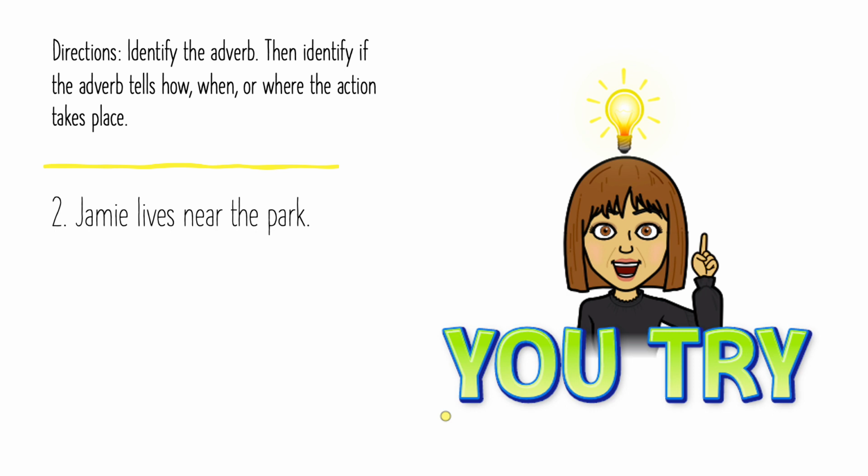Here is another practice example. The directions are the same. You still need to identify the adverb, then identify if the adverb tells how, when, or where the action takes place. The sentence says, Jamie lives near the park. I'm going to give you a couple of seconds, and then I will tell you the answer. Okay, if you said the adverb is near, you are correct.